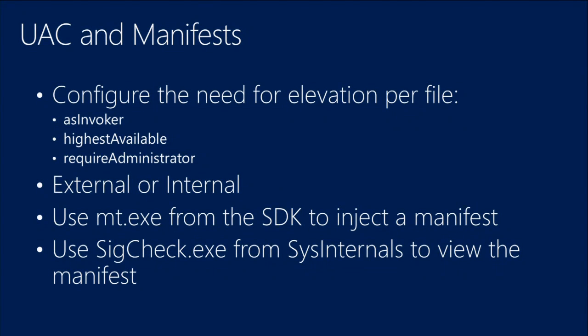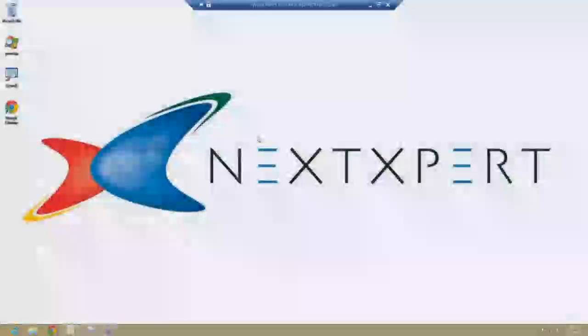If you're not sure if there is a manifest in an executable, you can use SIGCheck. SIGCheck is a tool from Sysinternals that you can use to view the manifest and see if the digital signature of the executable is still valid.